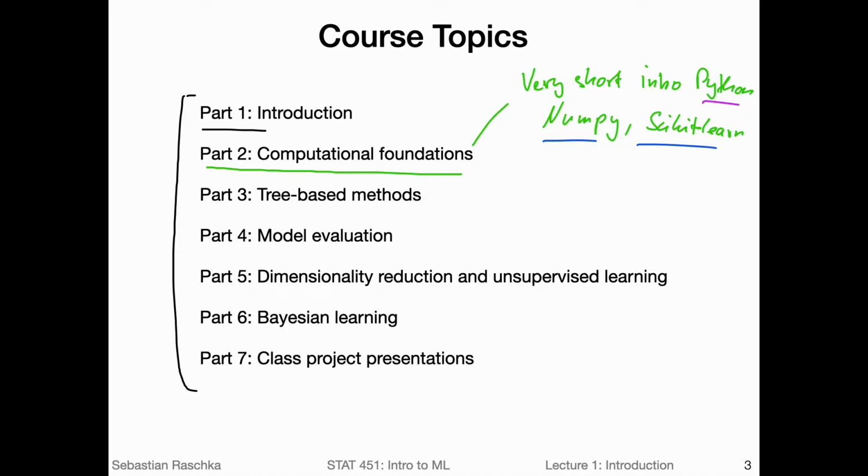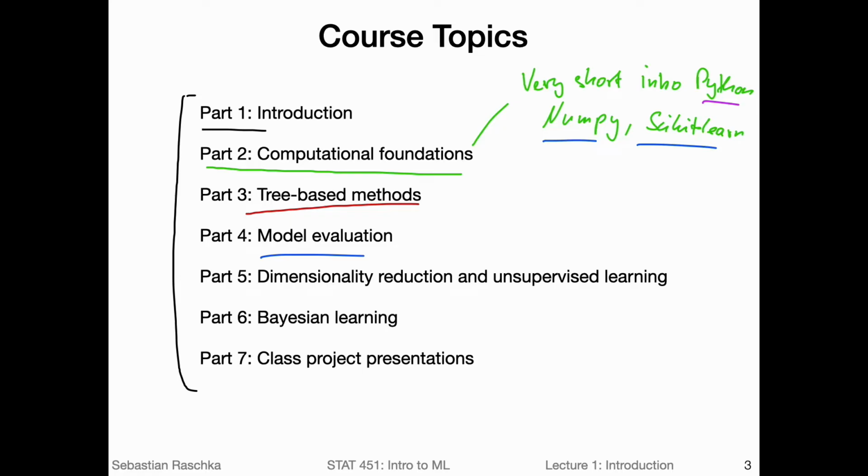Okay, after the computational foundations, I will talk about tree-based methods. That means decision trees, random forests, gradient boosting. These are certain types of ensemble machine learning algorithms and so forth. After the tree-based methods, we will talk about model evaluation. I think that's a very important topic, which is why we will be spending quite some time on that topic.